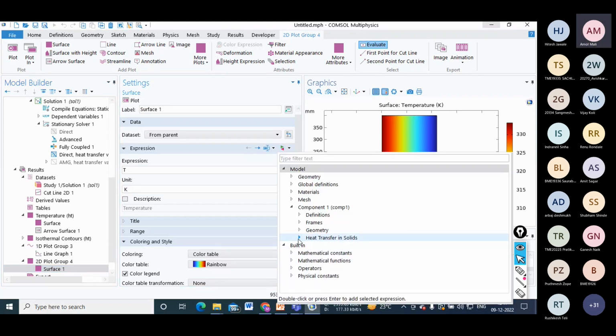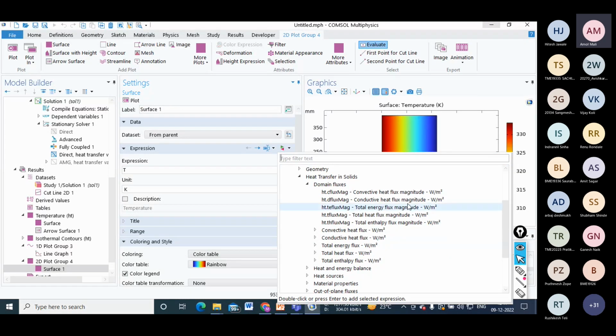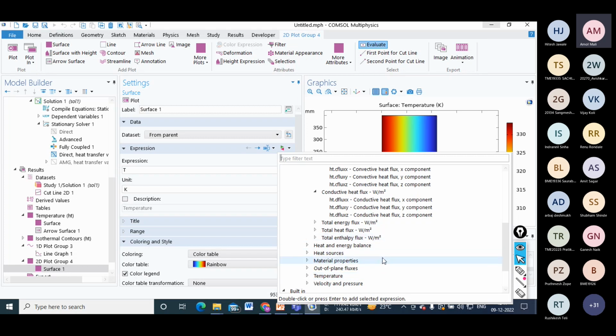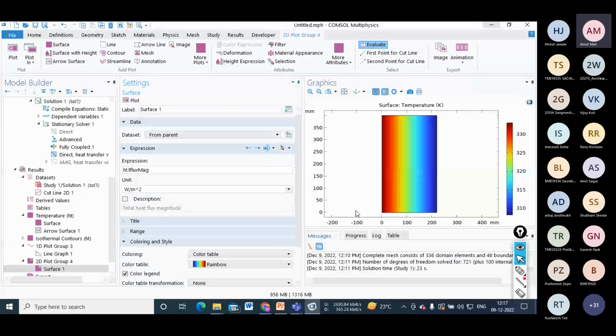With the help of those two arrows you can check any points. Here you have domain flux; with domain flux you can check convective heat transfer magnitude, total energy flux, total heat flux, total enthalpy flux. The parameters related to convection you can also check. Okay, here I require the total heat flux. So I will select total heat flux and click on plot. Okay, so what results am I getting here?